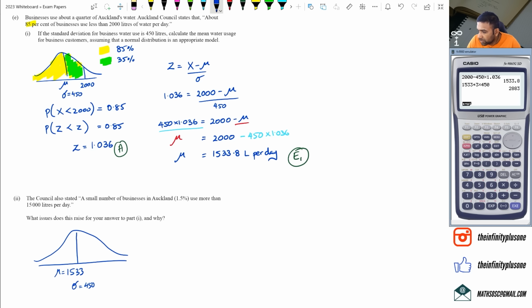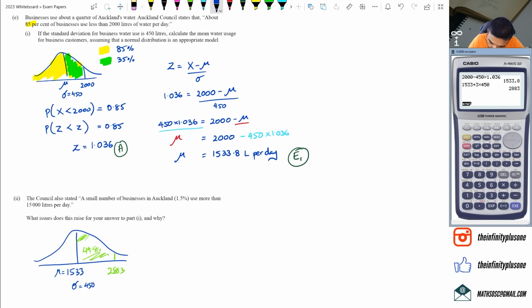That's giving me about 2,833. Now, that's basically saying at 2,883, you're actually covering 49.5% of the data here from here. So this part is all going to be worth 49.5%.